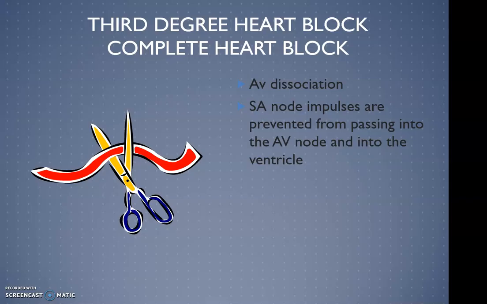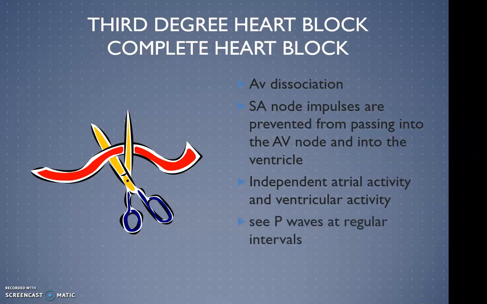SA node impulses are completely prevented from going through the AV node. So the AV node starts firing. So you have both the SA node and the AV node firing, but they're not coordinated. You have independent activity of each. You will see P waves at regular intervals, and the QRSs will just kind of fall where they may because there's no coordination. That impulse from the SA node's not getting to the AV node, and the AV node's firing on its own. So that's why it's dissociated. And it really greatly decreases cardiac output.